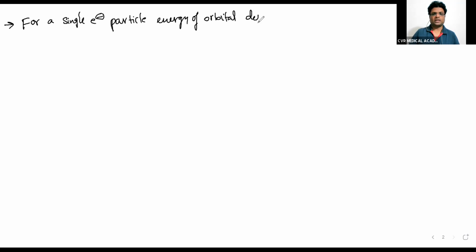So the main point here is for a single electron particle, the energy of an orbital depends only on the n value.